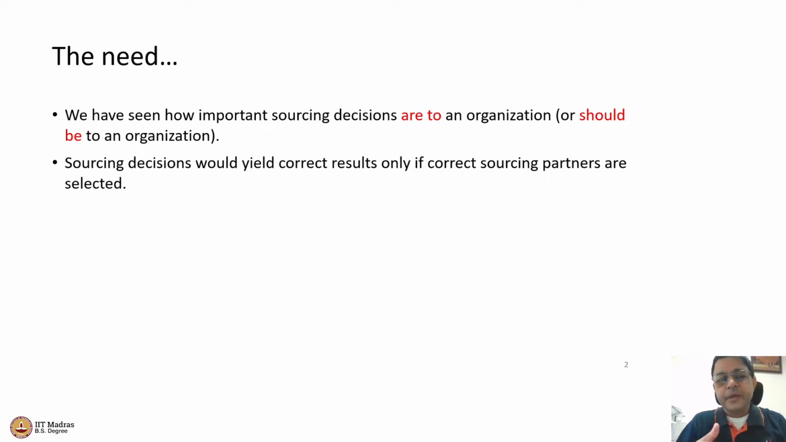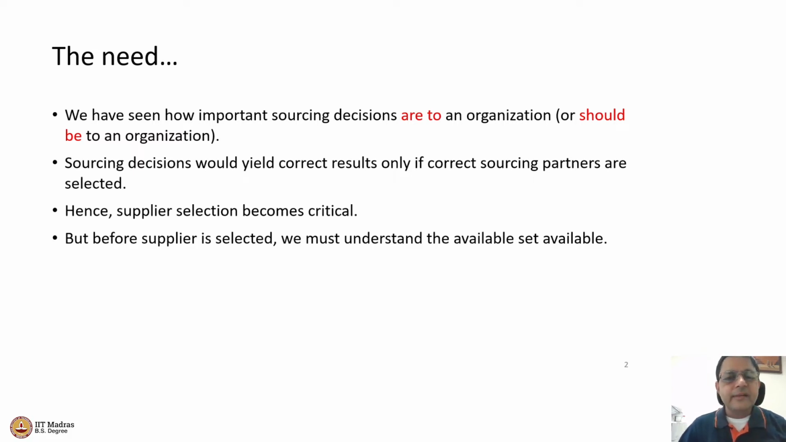So once the organization says that I will get more benefit by giving it to an outside agency, that outside agency has to be capable enough, good enough to deliver the service or product as per the specifications provided by the organization. So the outsourcing decisions will give us the expected results only if the sourcing partners are correctly selected. And therefore, supplier selection becomes very critical, right? Very critical.